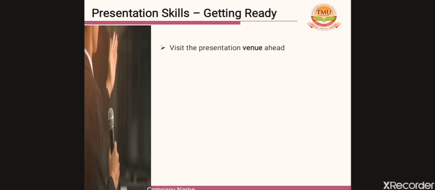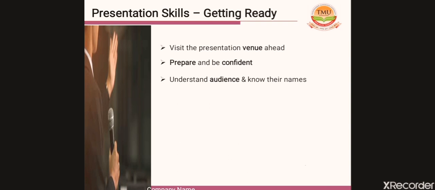Presentation skill: when you are getting ready for a presentation, you can keep the following things in mind. Visit the presentation venue ahead. What is the locale where you are going to deliver the presentation? You should visit the venue ahead so that you can make sure everything is working well there. Second, prepare and be confident. The confidence comes only when you are well prepared for your presentation.